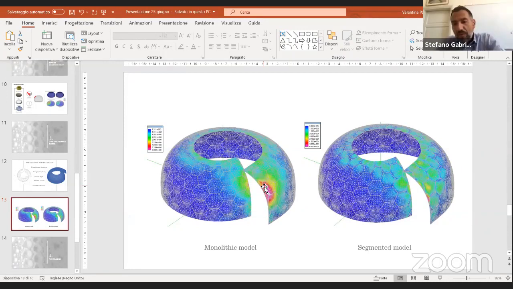There's a question from Maurizio. Thank you, Francesco. And also, this is an open shell, so it's... Yes, of course it is very much deformable.